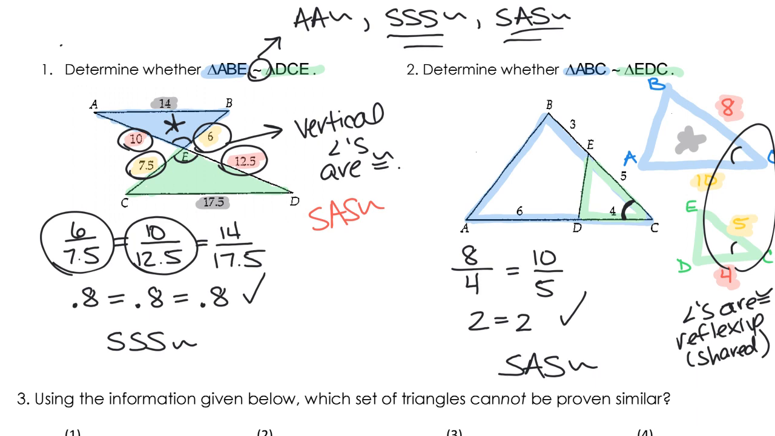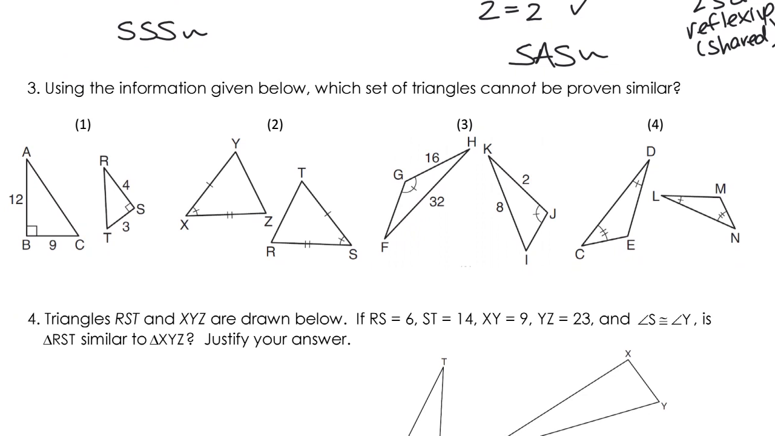Okay. All right, guys, let's go ahead and try some more. See what else they have. Number 3, it says using the information given below, which set of triangles cannot be proven similar? Cannot. So remember our theorems for similar are angle similarity, side similarity, or a combo of side angle side similarity. So let's take a look at our first picture.